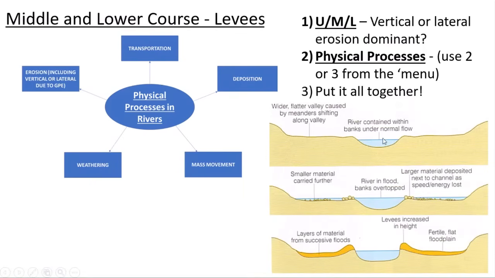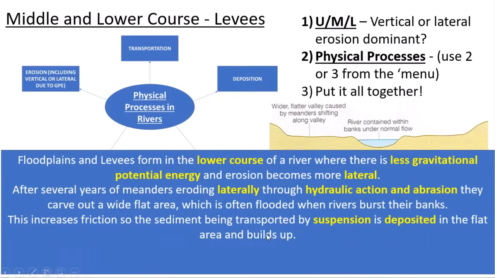So what you've got here, you've got your meander that's carved out this area. The flood occurs, the smaller stuff gets carried further, the bigger stuff closer, and then after several years, thousands of years, that will create this steep raised area called a levee, and this area here is a floodplain. It's very flat, it's very fertile, great for farming, not great for building houses.